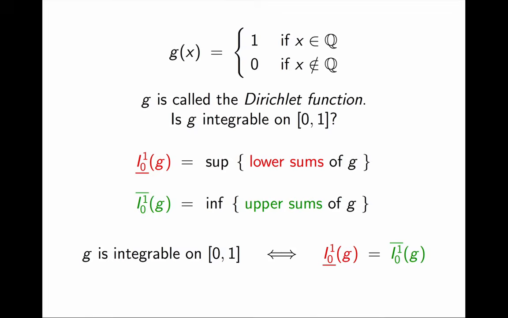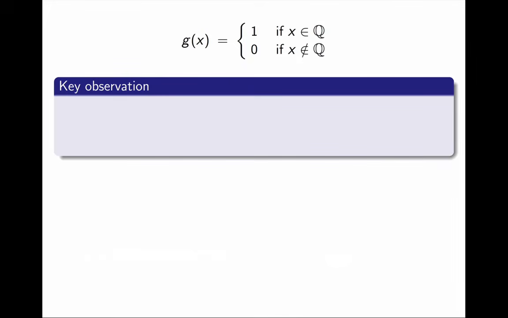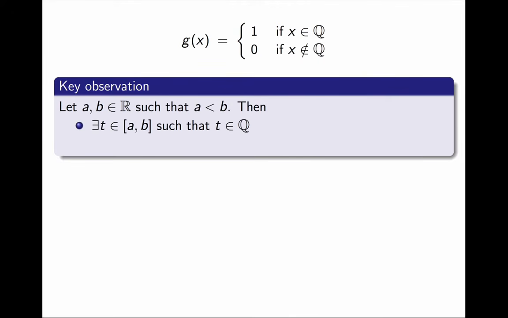The whole analysis is based on one key observation. For any real numbers a and b, with a less than b, the interval from a to b contains both rational numbers and irrational numbers. If necessary, pause the video and convince yourself that this is true, because everything else is going to depend on this observation.